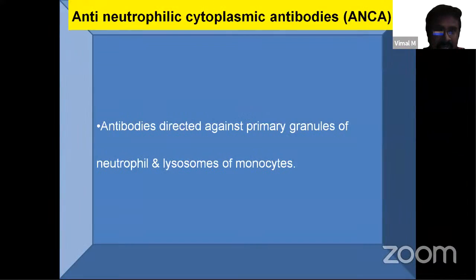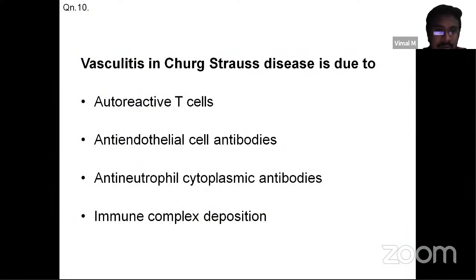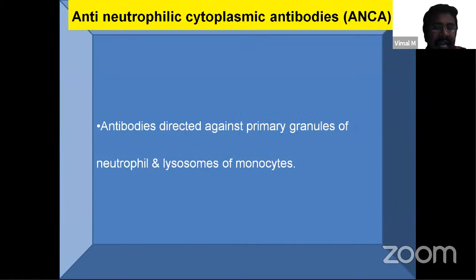And the question is asking about its association, whether it is autoreactive T cells, anti-endothelial cell antibodies, ANCA, that is anti-neutrophil cytoplasmic antibodies, or immune complex deposition. Anti-endothelial cell antibodies, we have already seen, are seen in Kawasaki disease. But what is seen in Churg-Strauss disease is the ANCA.